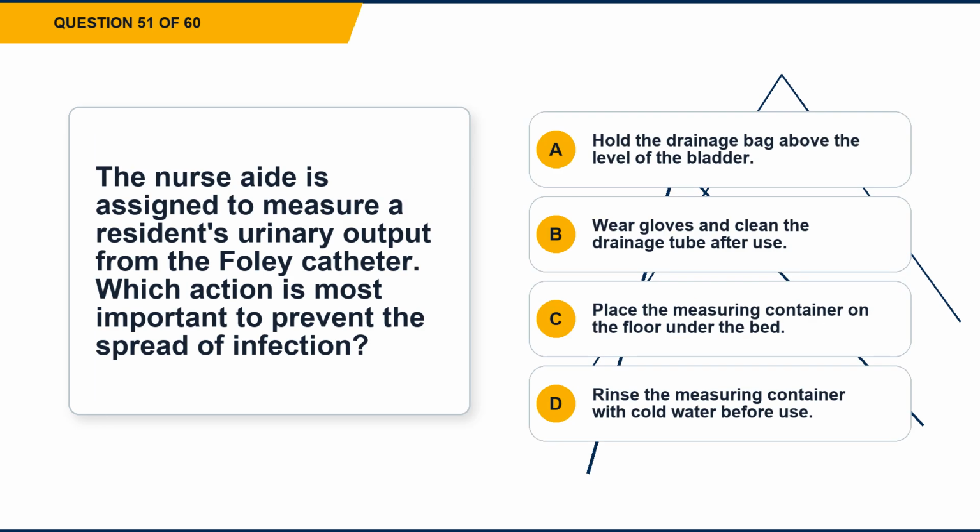Question 51. The nurse aide is assigned to measure a resident's urinary output from the Foley catheter. Which action is most important to prevent the spread of infection? Option A, hold the drainage bag above the level of the bladder. Option B, wear gloves and clean the drainage tube after use. Option C, place the measuring container on the floor under the bed. Option D, rinse the measuring container with cold water before use.